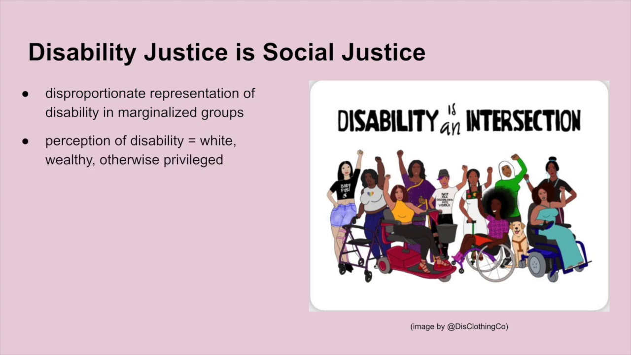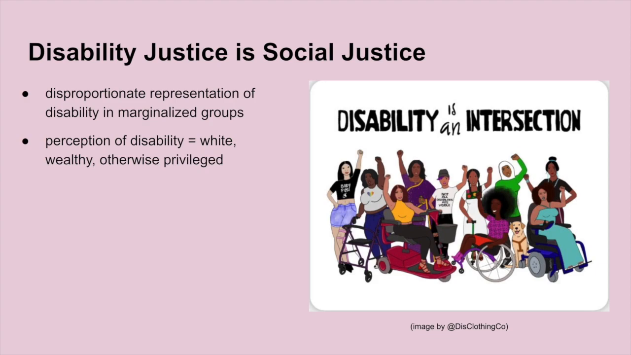But disability is also traditionally understood from a very specific lens: white, wealthy, and otherwise privileged. This skews our ideas about what disability looks like and how disability is talked about, or more commonly not talked about, in social change spaces.